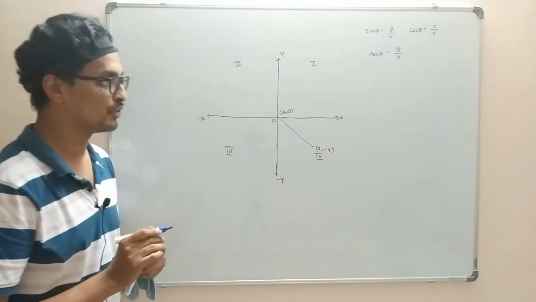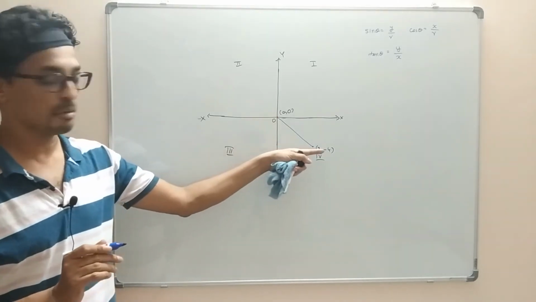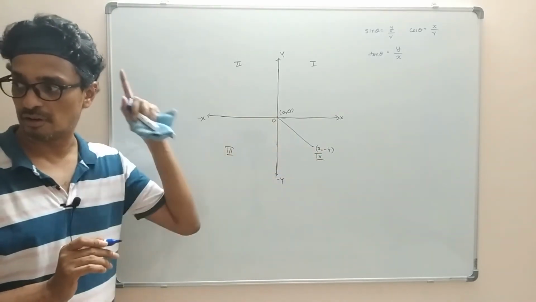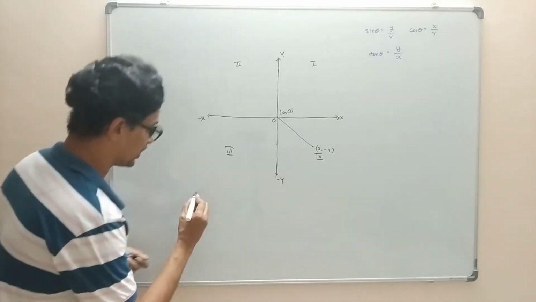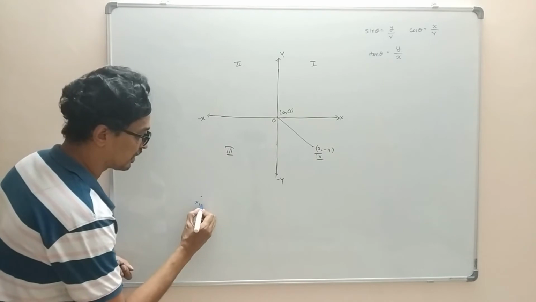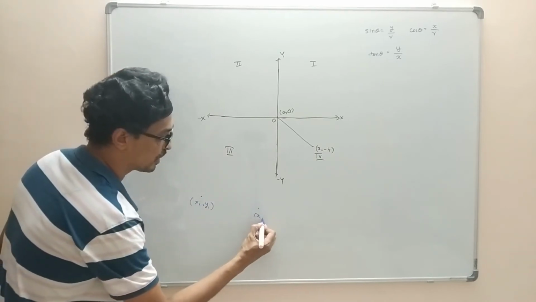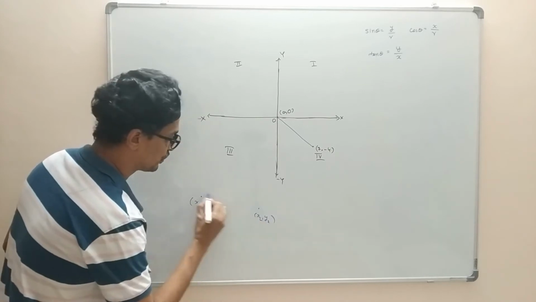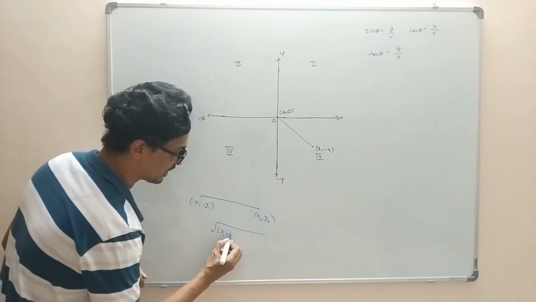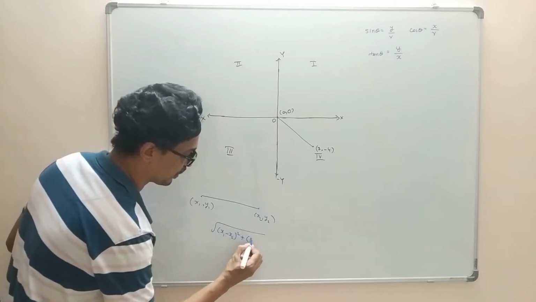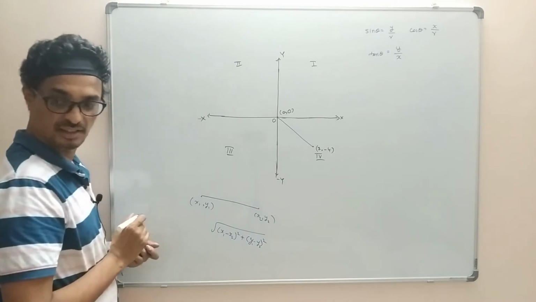Okay, there are many ways you can find it. You have 2 points given, 0 comma 0 and 3 comma minus 4. If you remember your 10th standard, given 2 points, what's the distance between them? So you have a point x1 comma y1 and x2 comma y2. The distance between them is square root of (x1 minus x2) whole square plus (y1 minus y2) whole square. Correct? So this is one way.